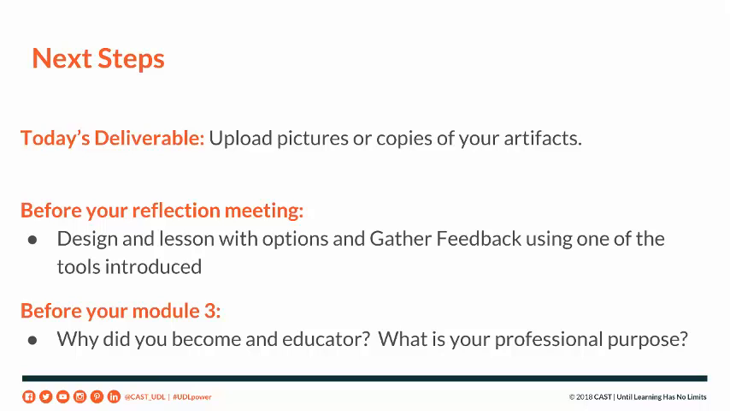For our reflection meeting this month, choose a lesson that you're designing anyway. Include some options for students in terms of how they engage, how information is represented, or how they express their learning. Take that opportunity to try out one way of gathering feedback from students. This could include the contextual inquiry, the cognitive lab, the learner variability feedback tool, or just asking students to write down what option they chose and why. I'm eager to hear more about how this goes.